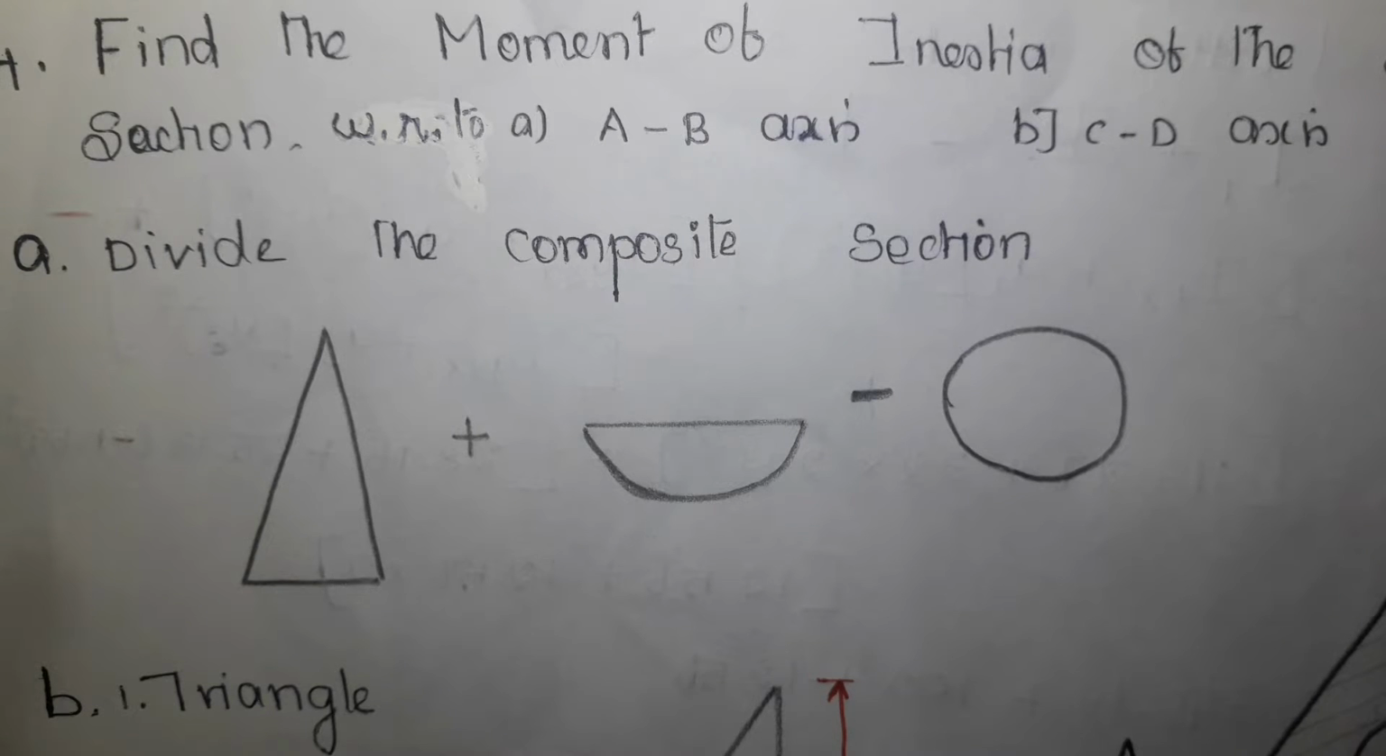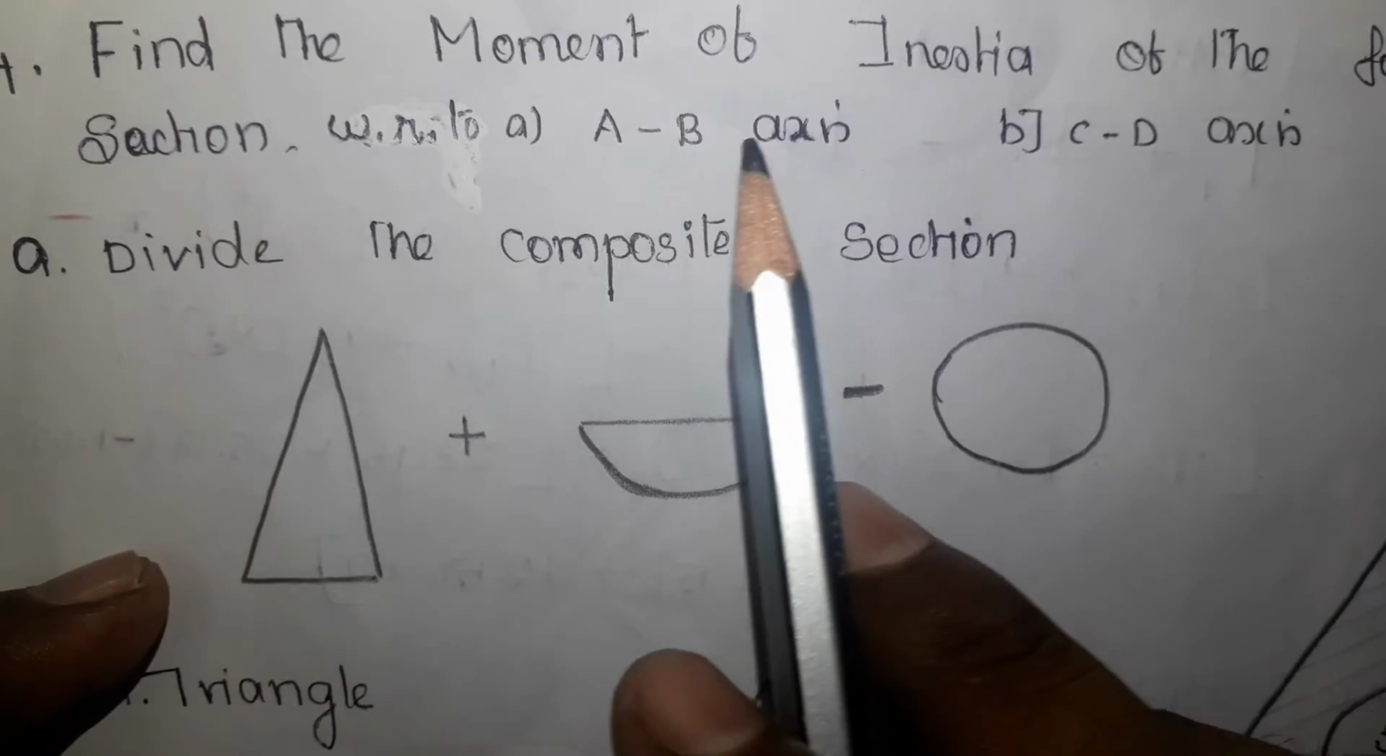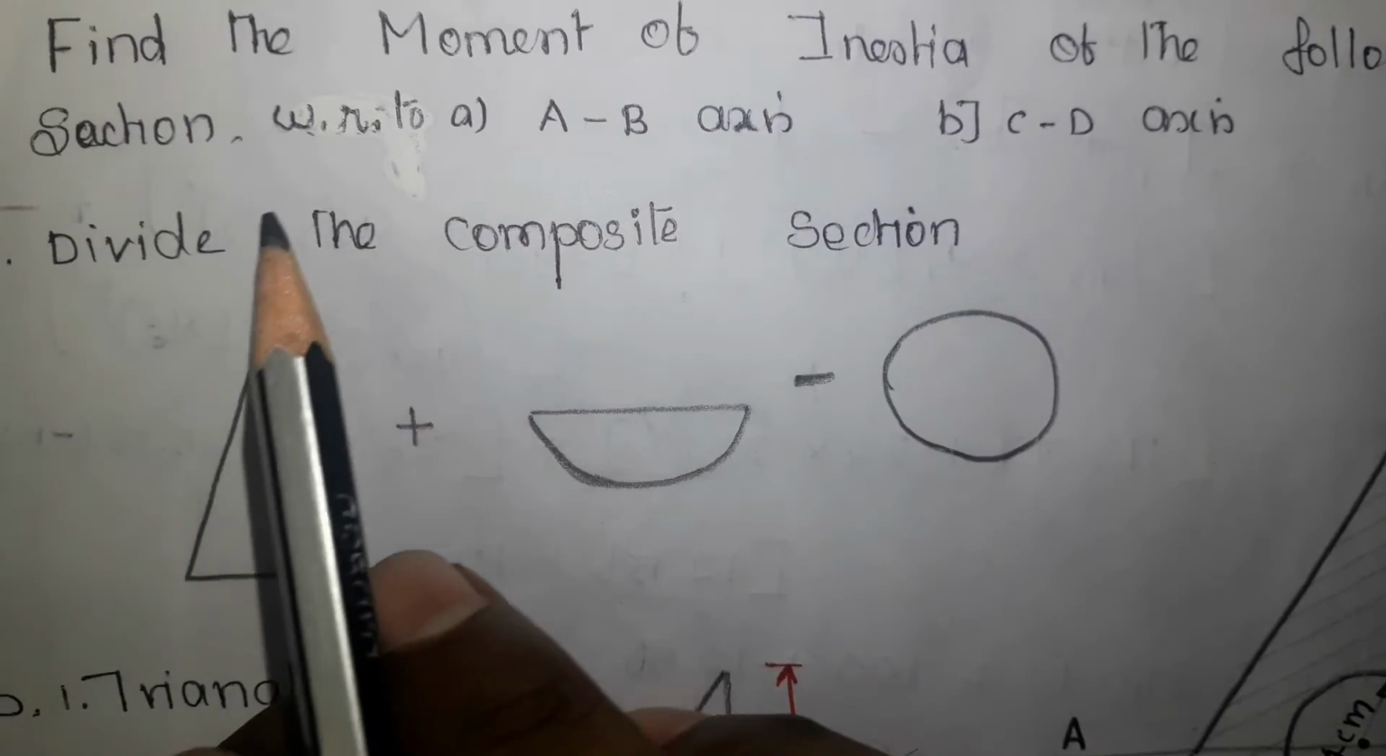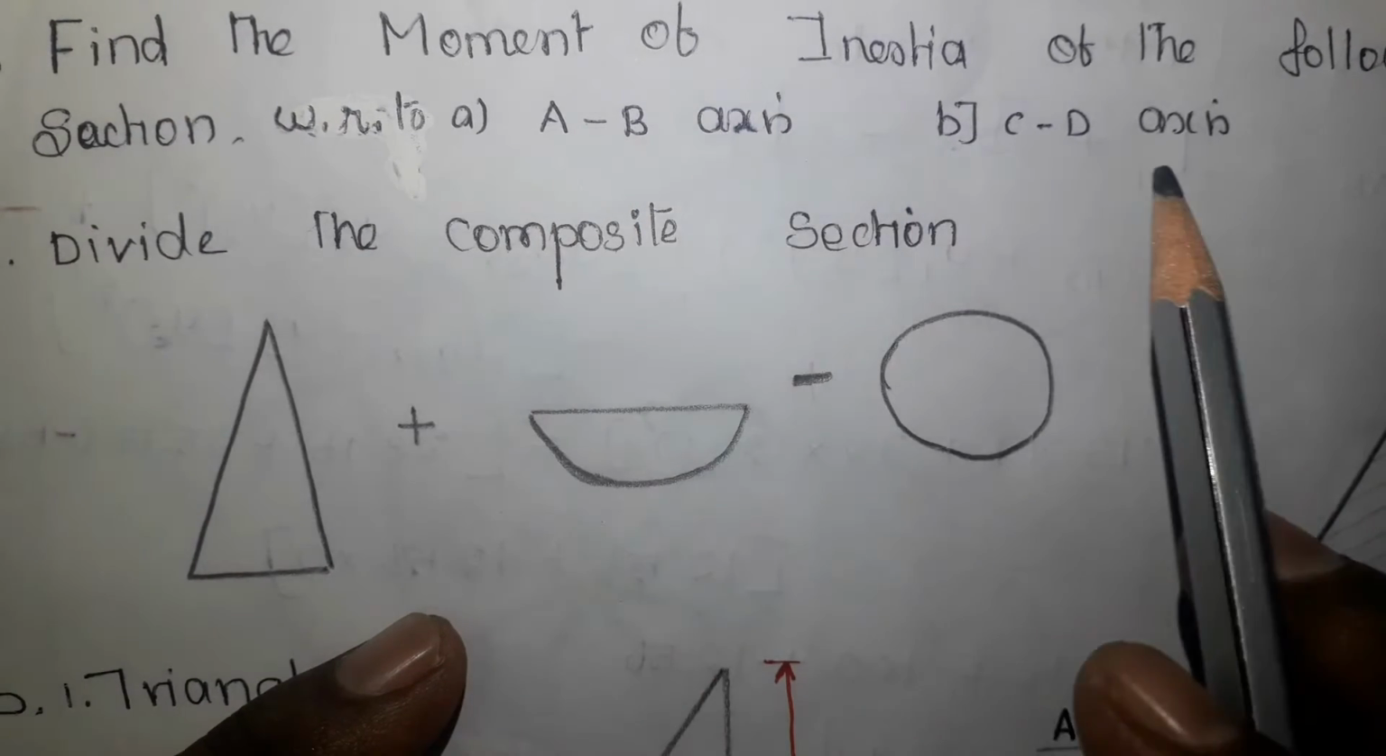Good morning. In this video, we are going to see the fourth problem in area moment of inertia. Now, let us go to the problem. Find the moment of inertia of the following composite section with respect to AB axis and CD axis.